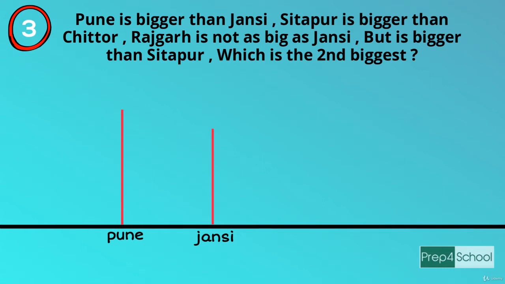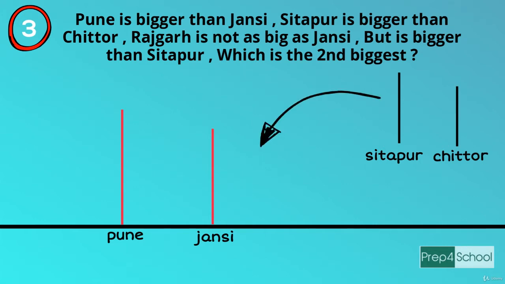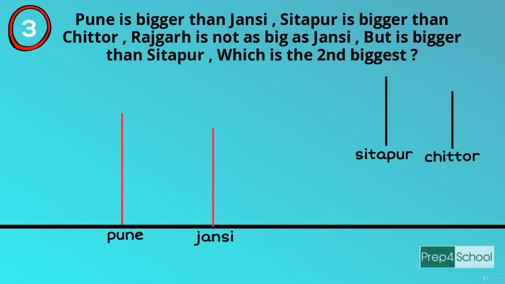Let's take the second sentence. Sitapur is bigger than Chittor. Here, we cannot relate them to this figure because both Sitapur and Chittor are not present in the figure, but we can draw a separate order like this. Let's take the third sentence. Rajgarh is not as big as Jhansi, which means Rajgarh is smaller than Jhansi, so it will be like this. But it is bigger than Sitapur, meaning Sitapur is smaller than Rajgarh. It will be like this.